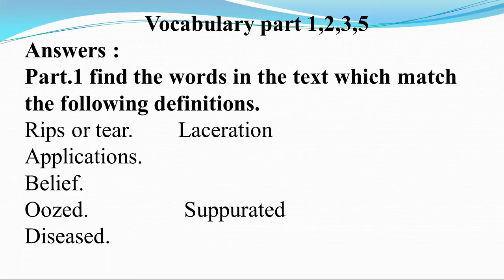Let's move on to the vocabulary, page 10. We will deal with parts 1, 2, 3, and 5. Let's see the first part. Part 1 is: find the words in the text which match the following definitions. There are 5 words: ribs or tears, applications, belief, oozed, and diseased. A and D, ribs and tear and oozed, have been done for you. The rest of the 3 you will do yourself.